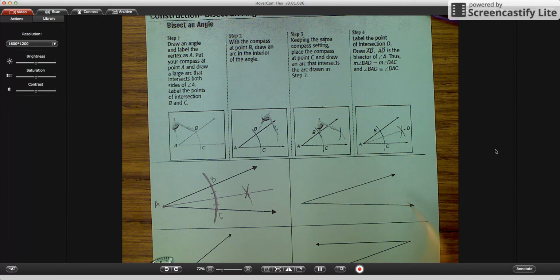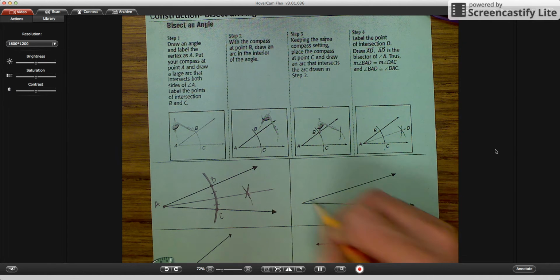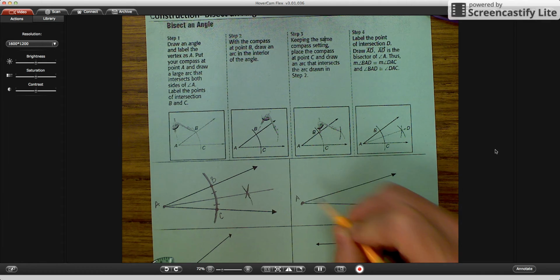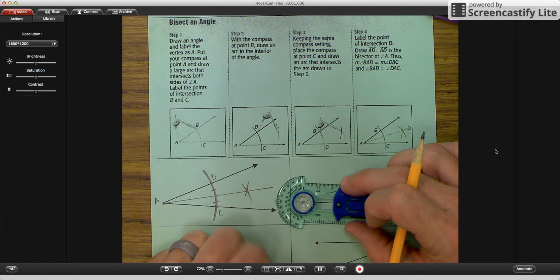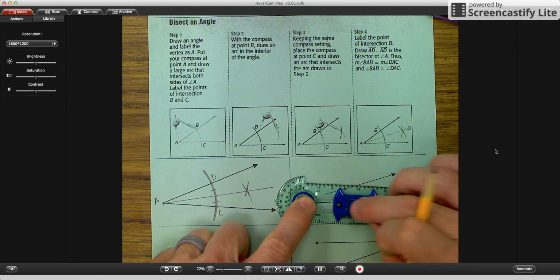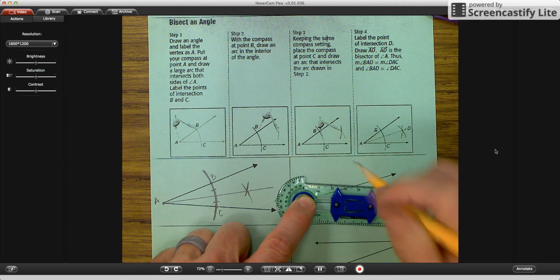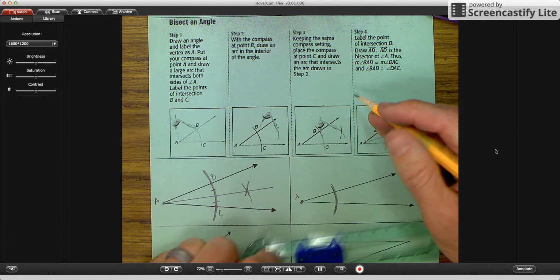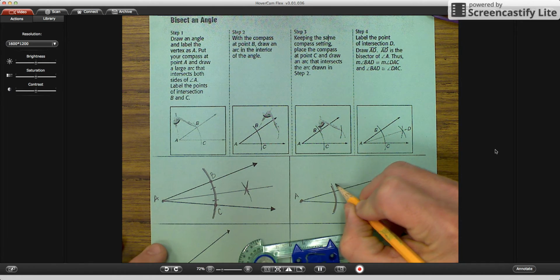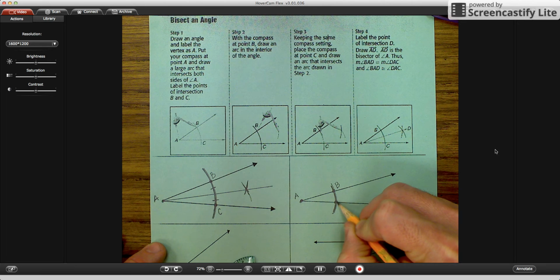I'm going to go ahead and do the second one over here. So again, first step, we have our angle. I'm going to label it A. For this one, I'm going to put my compass on point A, and I'm going to go a little bit further out. Well, no, I'm going to go a little bit tighter. I'm going to make my point B. I'm going to make my point C.